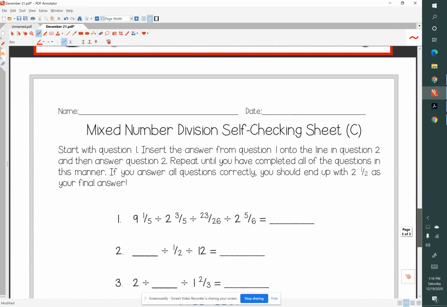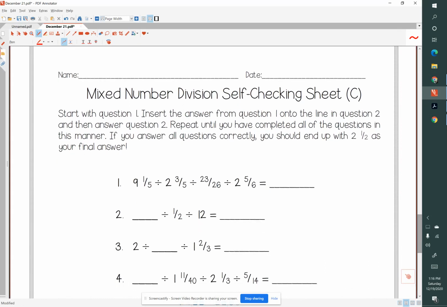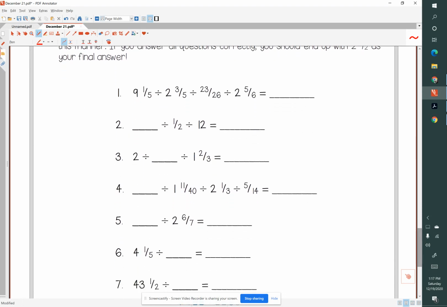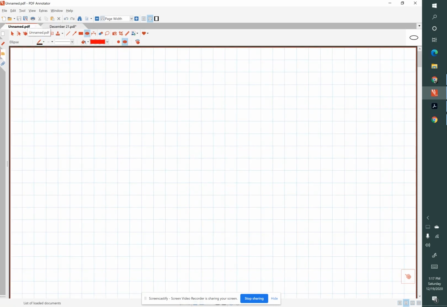So let's get started with our mixed number division. Today is December 21st. Put your name at the top. We're leaving 2020 pretty soon and going on to 2021. We've got 4 fractions and mixed numbers that we're going to work with today. So let's use our scrap paper to get started.